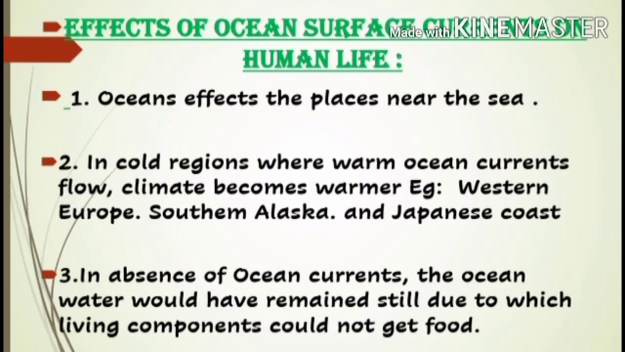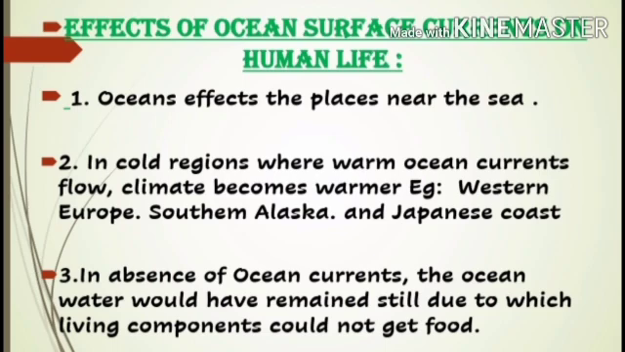Children, because of warm ocean currents, the place becomes warmer and precipitation increases. This is the reason the places do not freeze in winter in Western Europe, Southern Alaska and Japanese coast.